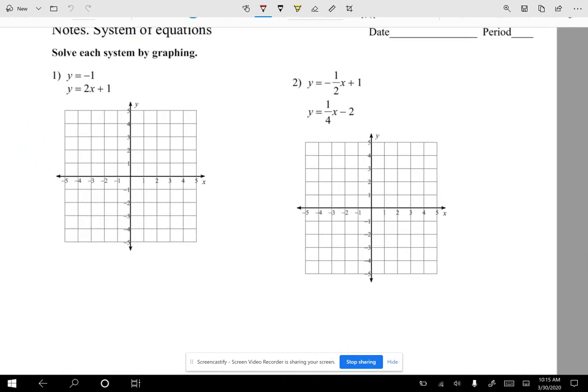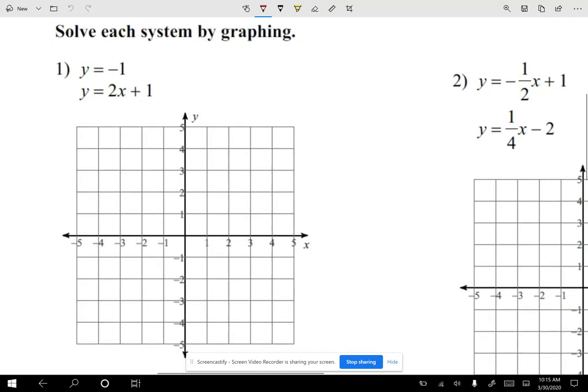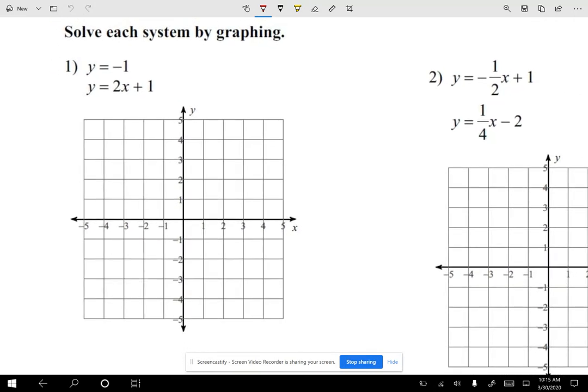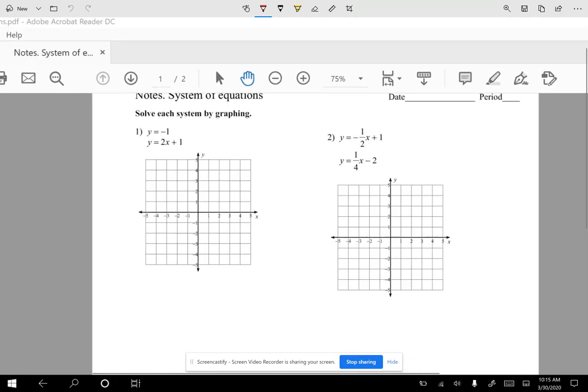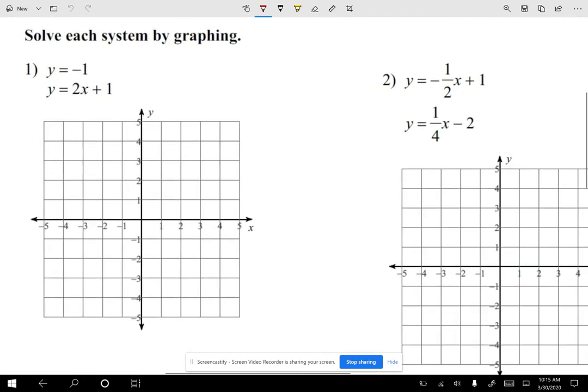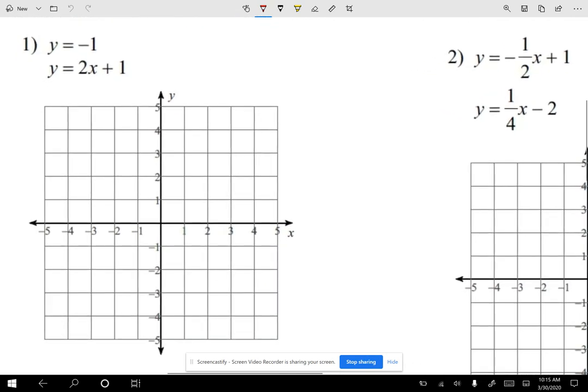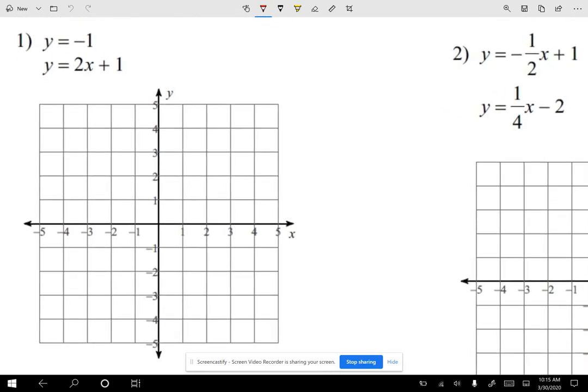Alright, so this week we're gonna be looking at systems of equations. For today, we're gonna learn how to solve by graphing. So the first thing I have to do is look at each equation. The first two questions, I'm giving to you in what we call slope-intercept form. The y is by itself. So looking at question number 1, y is equal to -1.